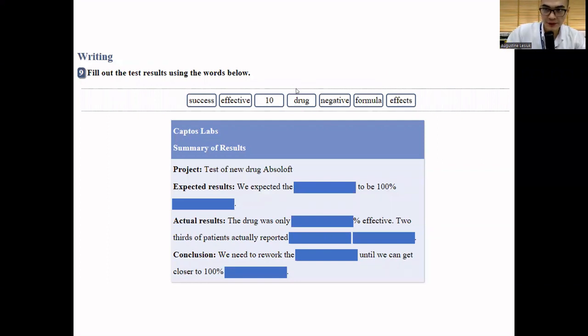For the first writing segment of this unit, I want you guys to fill in the blanks of the following summary over here. So we have success, effective, 10, drug, negative, formula, and effects. So figure out which word belongs to which blank, pause the video, fill in the blanks yourselves, and once you're done, resume the video and we will go through the answers together.